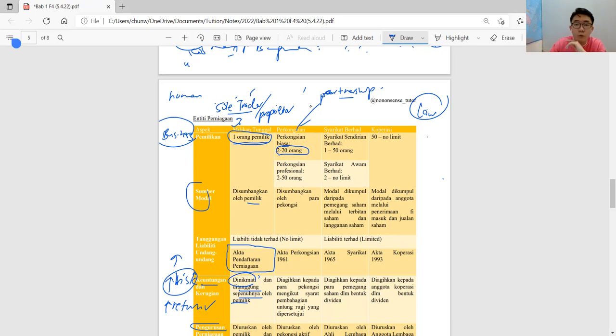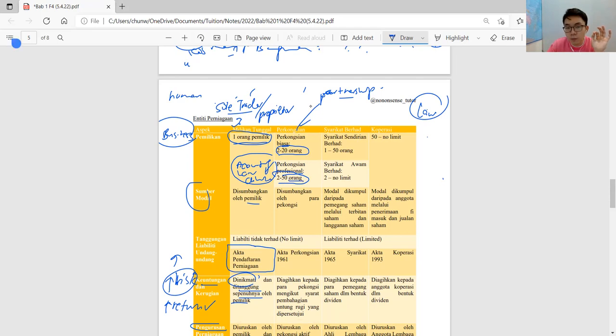But when you talk about professional, can be 2 up to 50. What are the professional contoh? Accounting firm, law firm, clinic. All these are profession. Accountant, lawyer, doctor, engineer. Okay, all these profession, they can go up to 50 perkongsian.